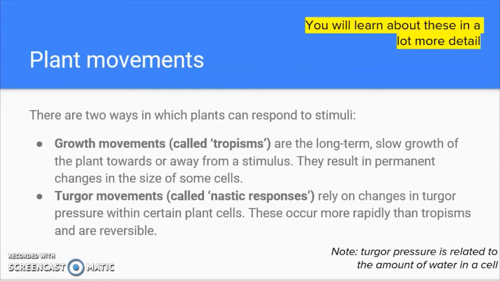They can either respond by changing the direction of growth, or they can change the size of the cells through turgor pressure, or water pressure. The first type, called tropisms, will be the focus of the next few lessons. You will learn about nastic responses next term.